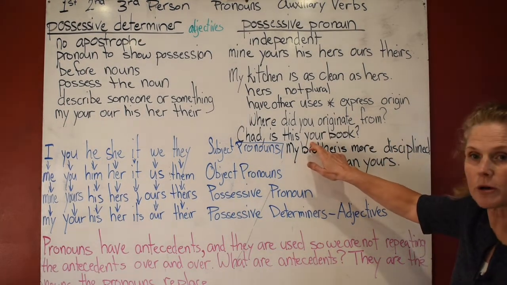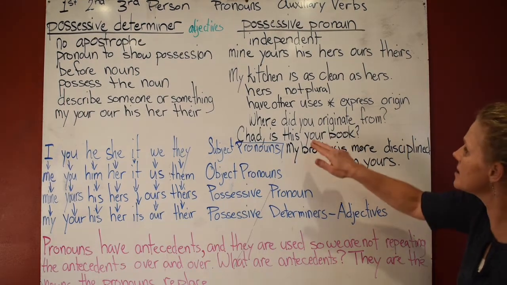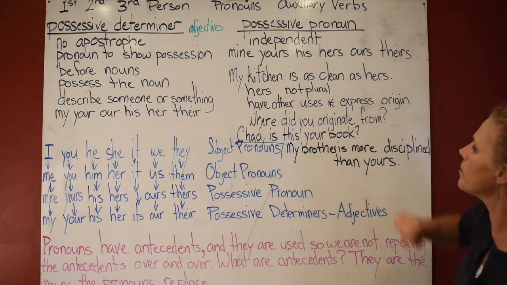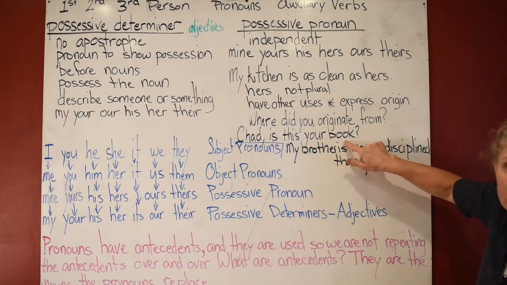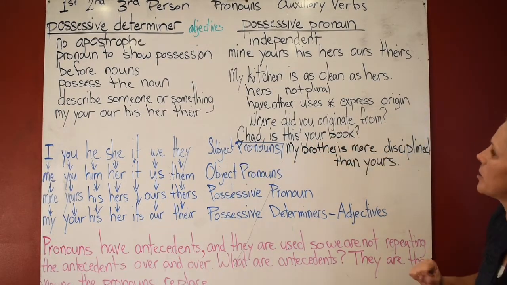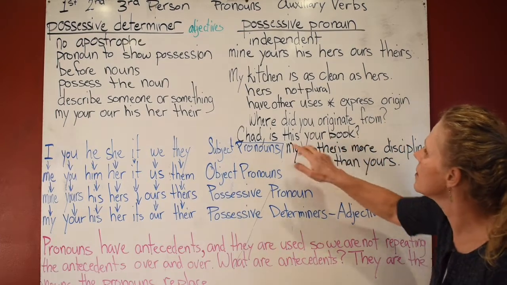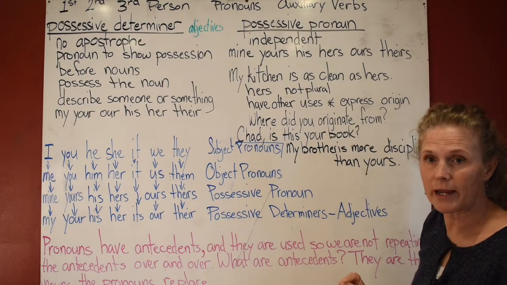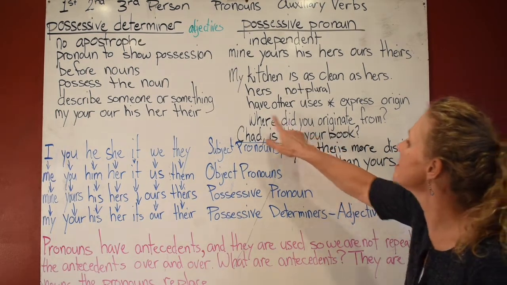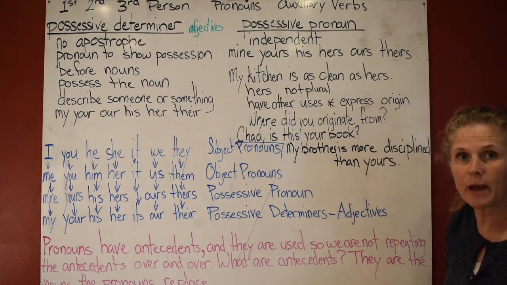This right here, your. Determiner. This is a determiner. Look, it's your book. See? Your book. It is describing the book. It's possessing the book. This right here, your, is Chad. It's still referring back to Chad, right? So this is still part of the pronoun family.